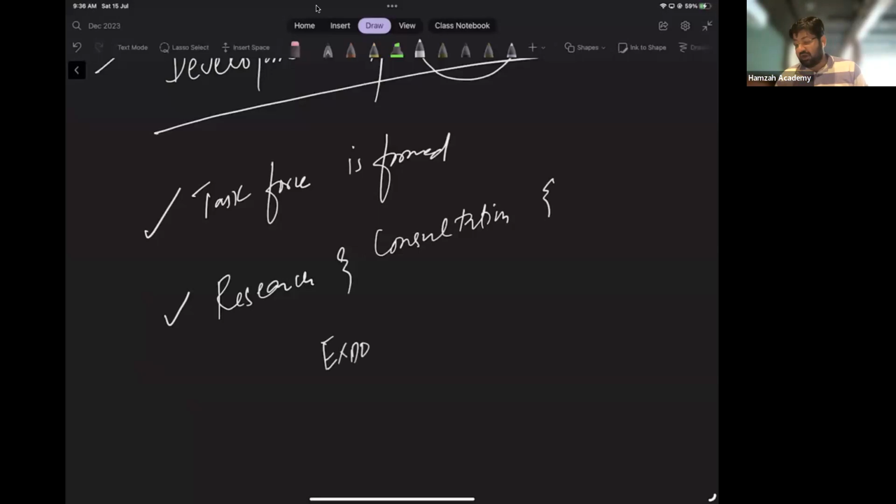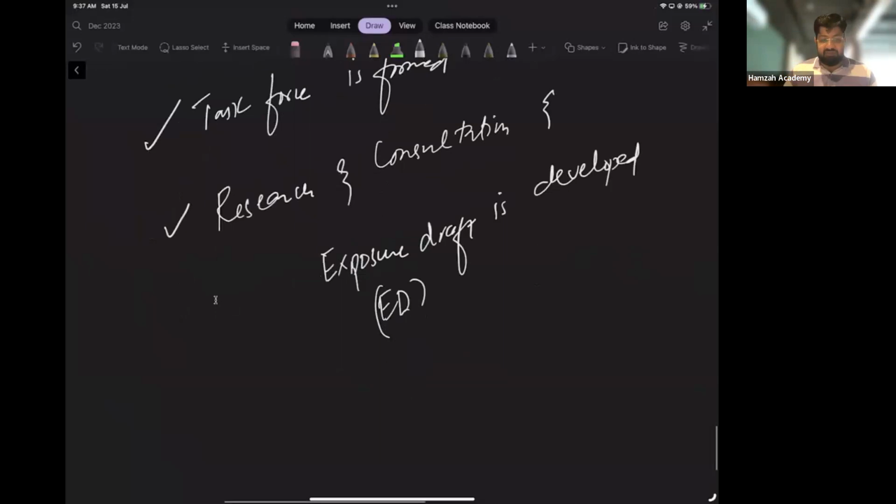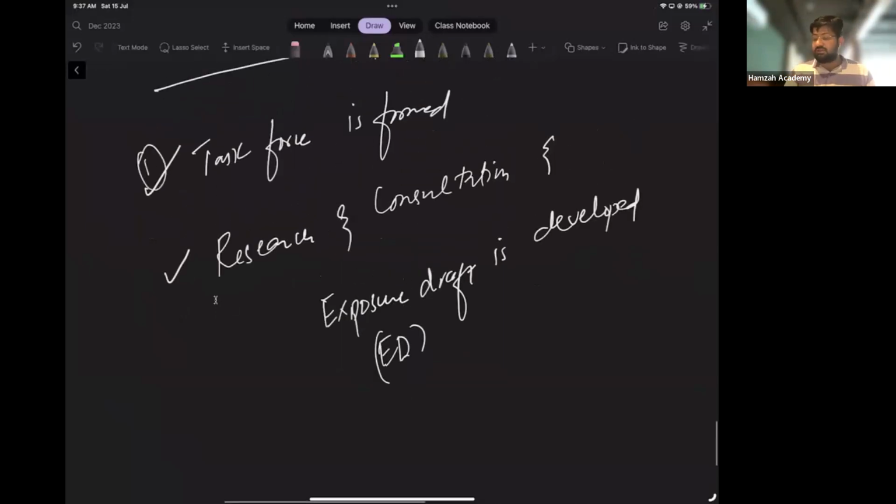After that, an exposure draft is developed. ED, exposure draft. And once the exposure draft is developed, so the first, second, and third stages are what we are studying, by the way: how auditing standards or quality control standards are developed. You have studied accounting standards. So what is the process to develop those standards? Similarly, there are auditing standards. What is the process we are studying now?